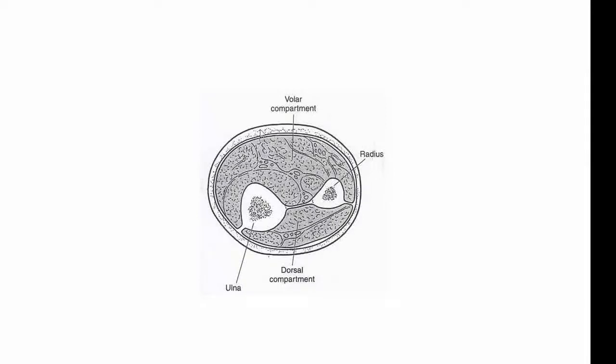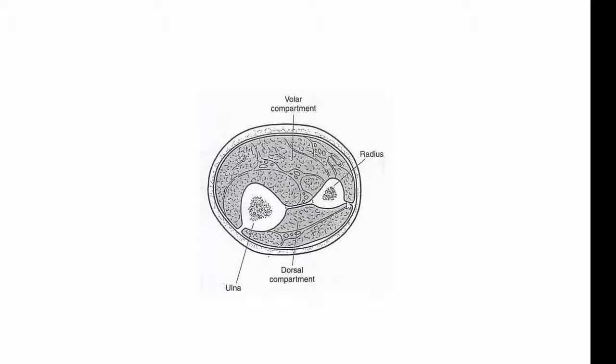So here I'm just showing you a cross section of the forearm. So this is anterior, posterior, lateral and medial, and you've got the ulna and radius we're looking at. So in between the radius and ulna you've got this membrane called the interosseous membrane. So inter meaning between, os Latin for bone, so between the bone membrane, interosseous membrane.